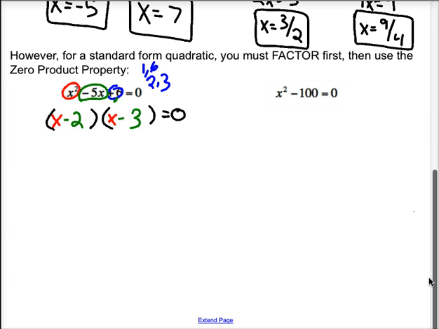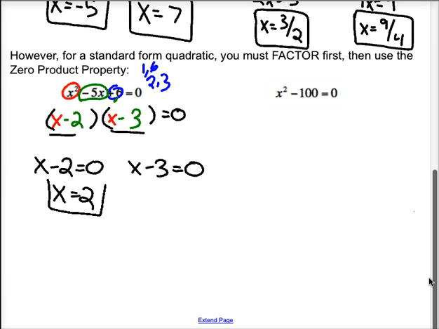The next step after you factor it is now taking each piece and setting it equal to 0. All right, so here our solutions are x is 2 and x is 3.